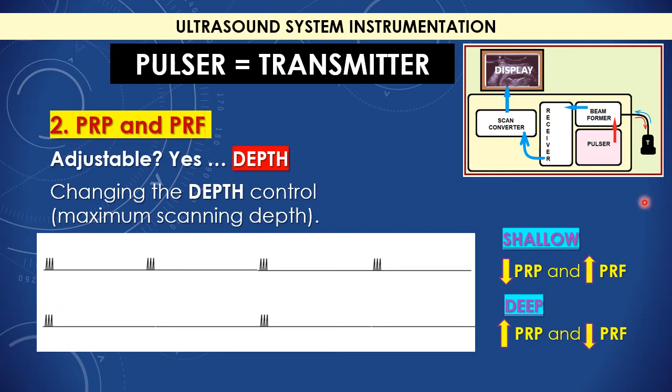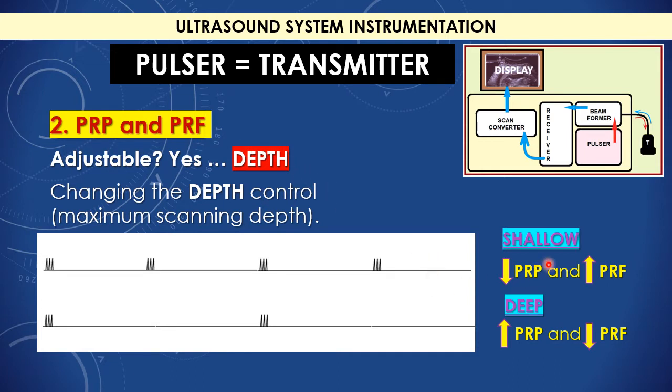The second function of the transmitter or the pulsar is what we call the PRP. PRP is what? Pulse repetition period. PRF is pulse repetition frequency. Are these controlled by the pulsar? Yes, for sure. Okay, what is the control key? The control key is the depth. So if I go deeper or I go shallower, I'm changing the PRP and PRF delivered by the transmitter, or the pulsar. So the control key, again, is called the depth.